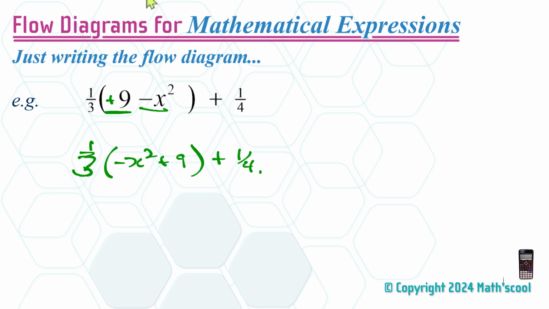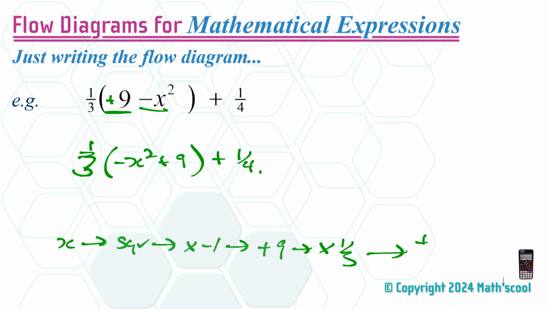So my flow diagram is x, then there's the square sitting right on top of it, and then how do you make it negative? You times it by -1. Then there's the plus 9, then there's the times a third, and then there's the plus 1/4. So a lot of students get this wrong. They write this as x squared, and then -9. But that would be x squared minus 9. It wouldn't be 9 minus x squared. So we need to swap those terms around.